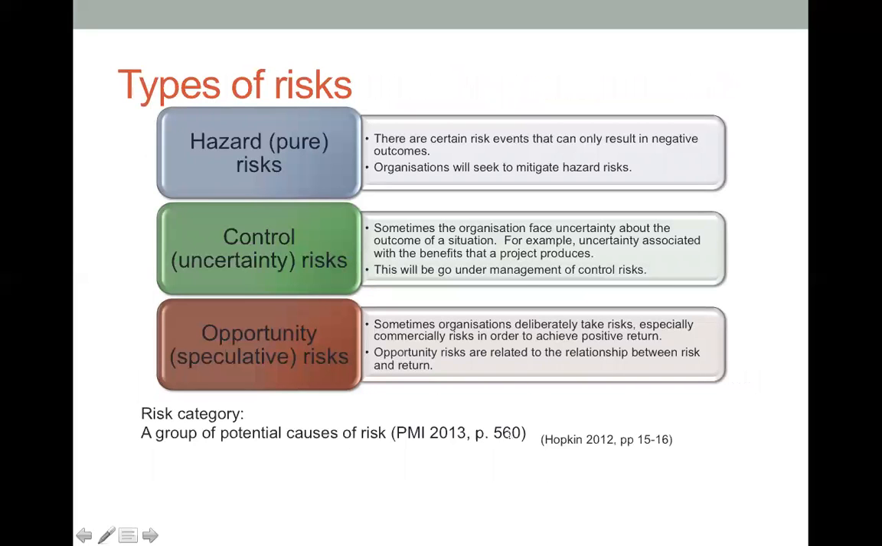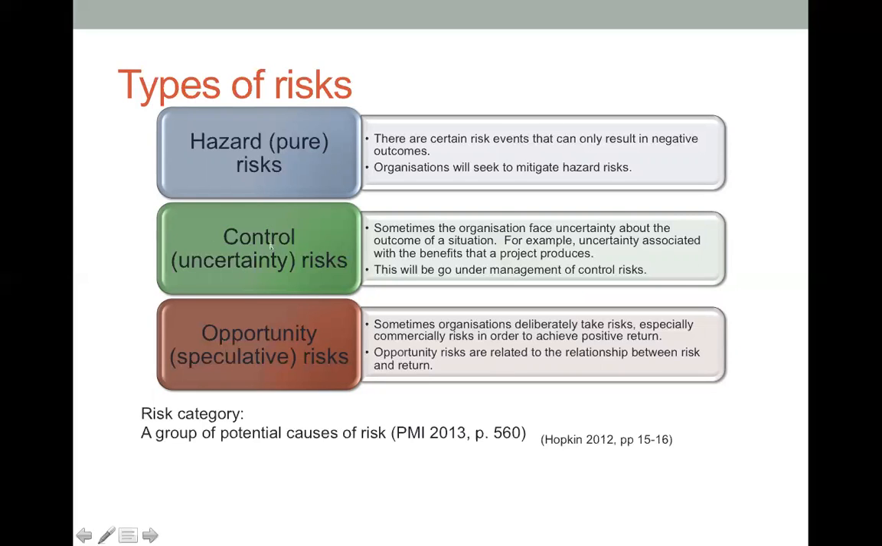Some other scholars, in this instance, the Project Management Institute, the organization who produced the PMBOK, Project Management Body of Knowledge, suggest three types of risks that include hazard risk, control risk, and opportunity or speculative risks. Hazard risk is definitely negative, right? If the risks that we analyze always result in negative outcomes, then we call them hazard risks.